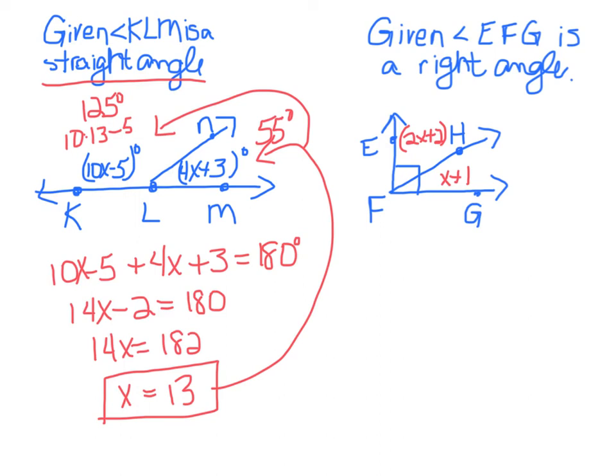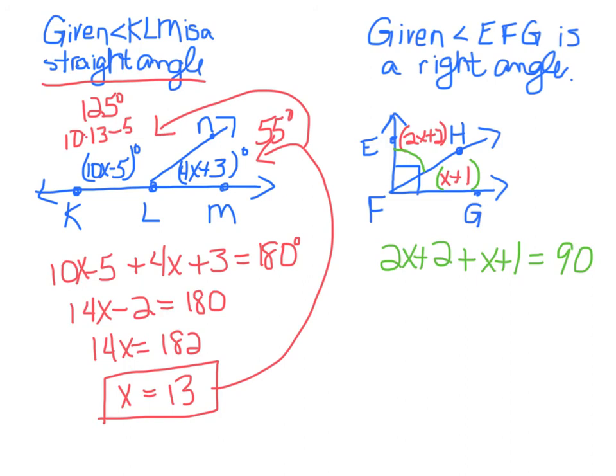Okay, if you are given that angle EFG is a right angle, then the two angles that combine together to make EFG can be set equal to 90 degrees. So if we take this smaller angle here, which is EFH, that is 2x plus 2, and we add it to the measure of the smaller angle at the bottom, which is HFG, x plus 1, then we know that that has to equal 90 degrees.